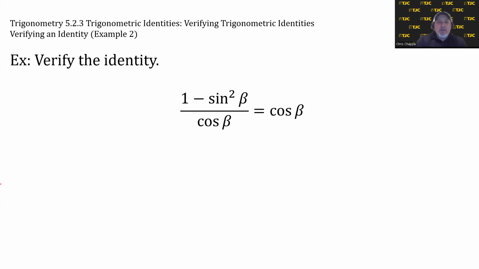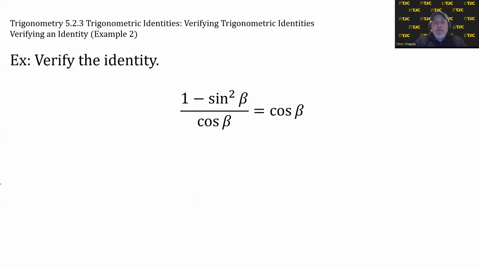Verify the identity: (1 minus sine squared beta) over cosine beta equals cosine beta. Remember, we have two basic strategies at this point. Number one is to start with the more complicated side and try to turn it into the less complicated side. And number two is to turn everything into terms of sines and cosines. And by the way, that second approach is not always the most efficient approach. In this case, it's already sines and cosines, so let's just see what we can do.